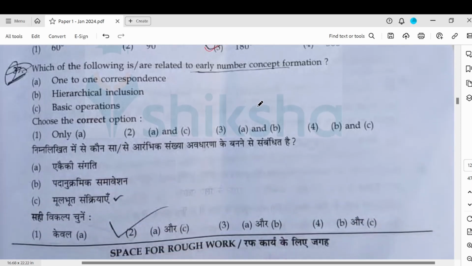Which of the following is related to early number concepts? So one-to-one correspondence is, hierarchical inclusion is, basic operations are not taught in pre-number concepts. So A and B. This person has marked A and C, but A and B is the correct answer. If you don't know what pre-number concepts are, I'll link a video. You can watch it just so that if you're a maths teacher or even if you're a parent with a small child, understanding what pre-number concepts are would be very useful.